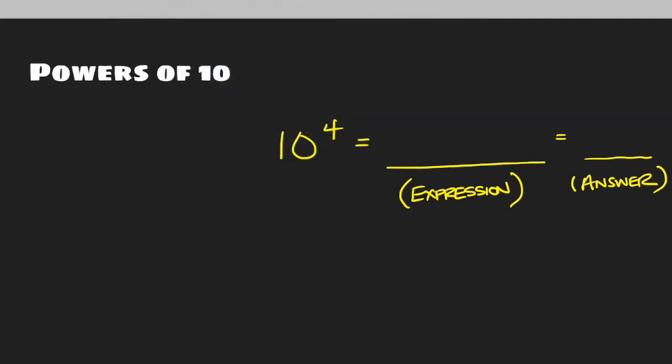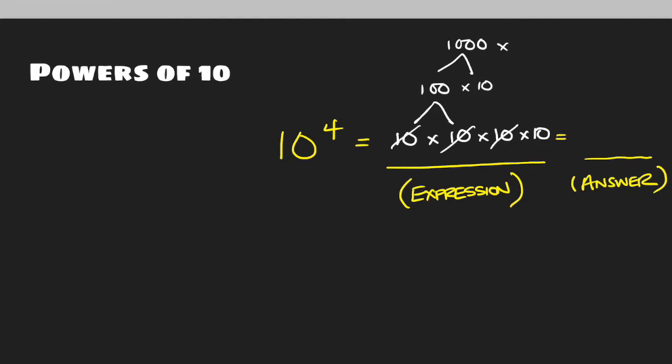So what is it? Well, it's the base times itself 4 times. So 10 times 10 times 10 times 10. That's the expression. That's what that means. Now, if you went to solve it, what is 10 times 10? This would be 100. Multiply that by 10. Well, what's 100 times 10? That would be 1,000. And then that times 10 would be 10,000.